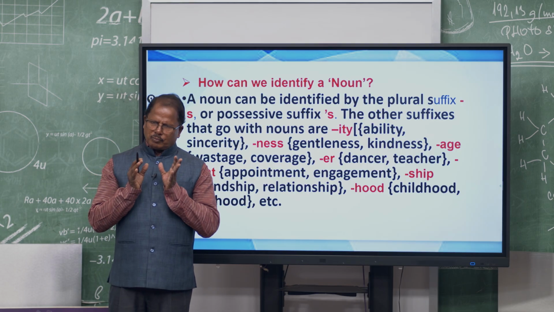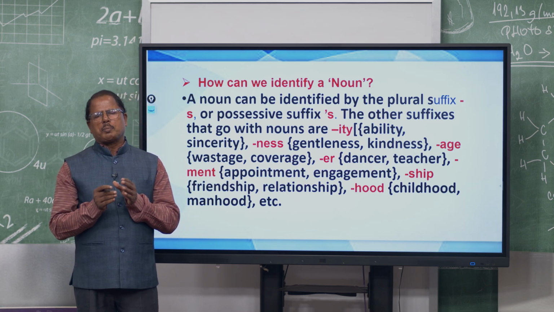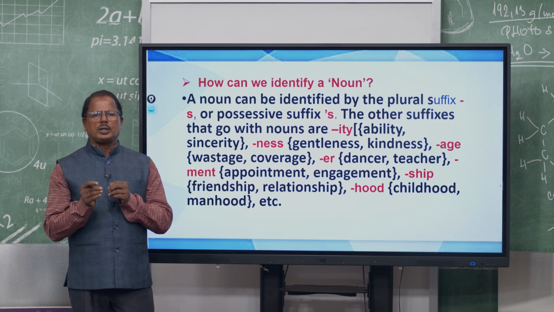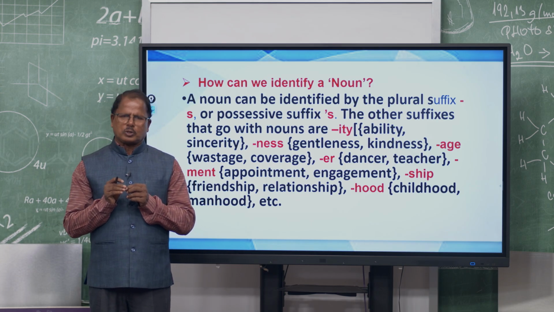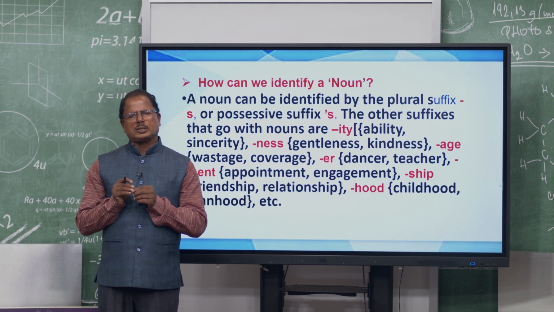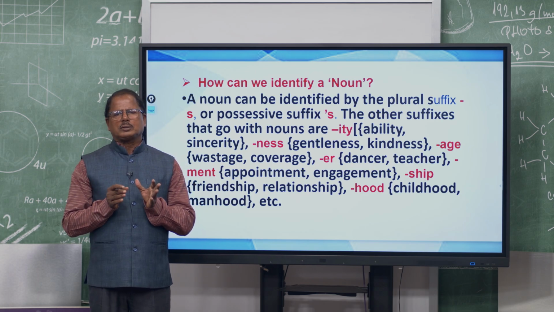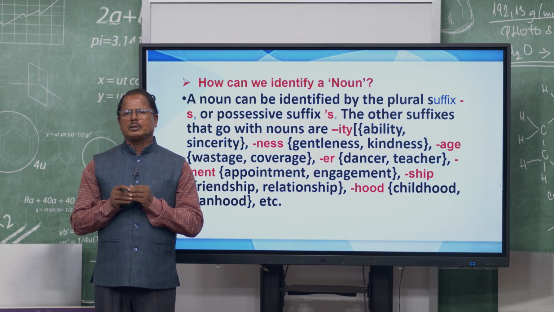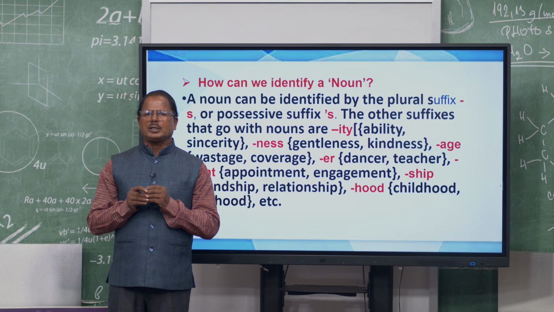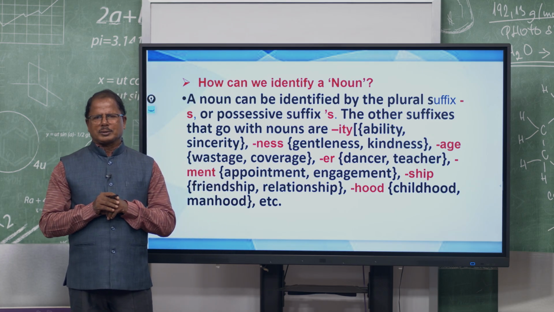So, when we have a suffix, it means after the word, the letters that are attached are called a suffix. If s or apostrophe s can be added after a specific word, then we know that it is a noun. There are some words that end with ity: ability, sincerity, punctuality, difficulty. So, words ending with ty are also nouns, right.